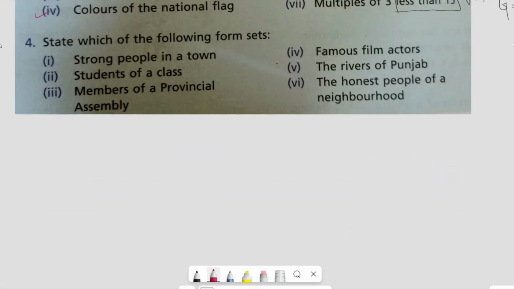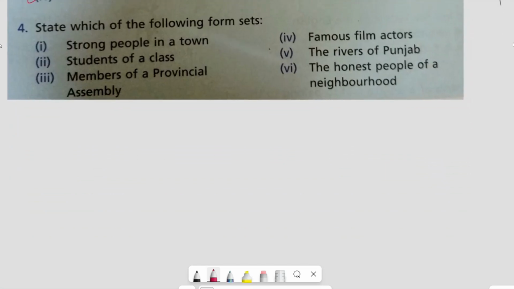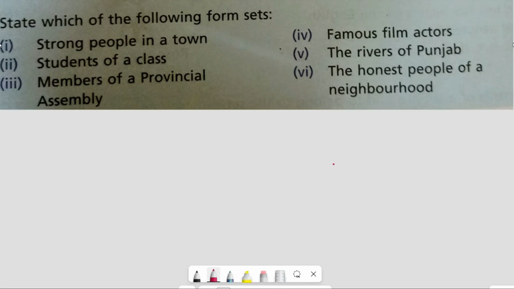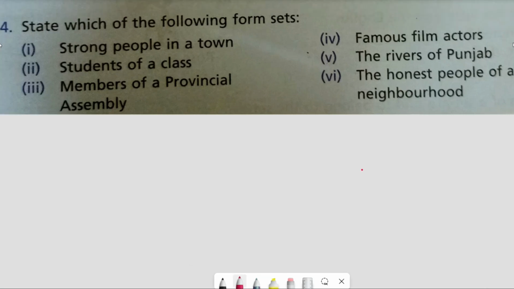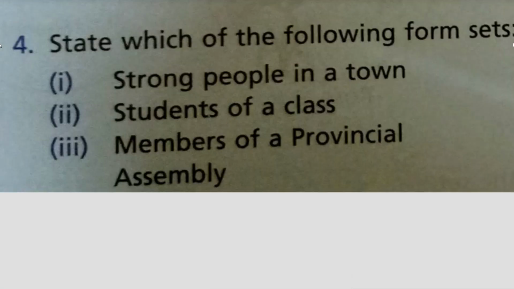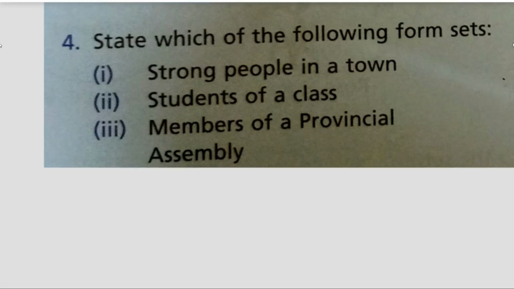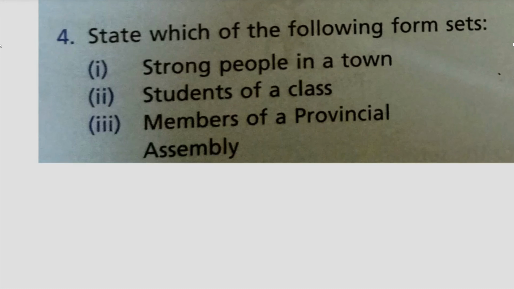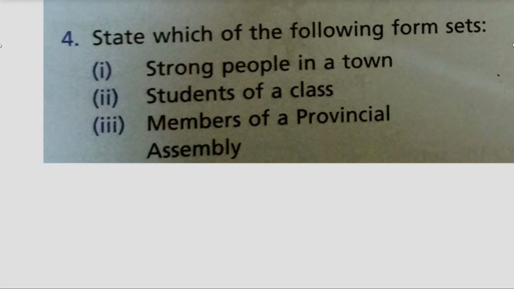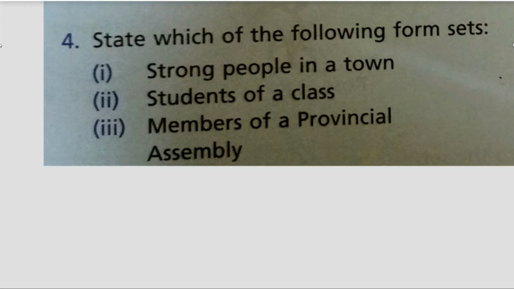Now let's solve question number 4. It states which of the following form a set. First one is strong people in a town. Strong people is not a well defined one because everyone has his own perception related to strong people. For example, one says this person is strong because he is wealthy. Someone says he is a strong man because that man is healthy. Other one says that this person is very strong because he is a very literate person. So that sentence strong people in the town is not a well defined one, so that's why this doesn't form a set.